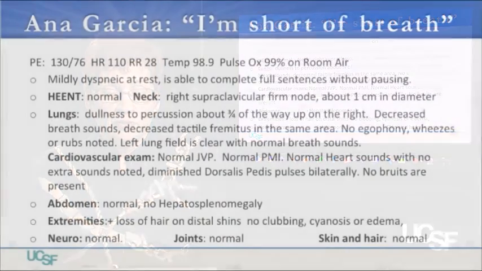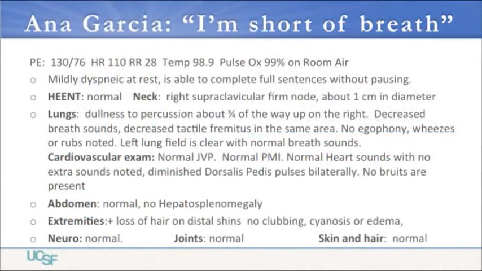Her physical exam reveals a blood pressure of 130/76, a heart rate of 110, a respiratory rate of 28, temperature of 98.9, and a pulse oximetry of 99% on room air. She's mildly dyspneic at rest, but is able to complete full sentences without pausing. Her head, eye, ears, nose, and throat exam is normal. Her neck exam shows a right supraclavicular firm node about 1 centimeter in diameter.